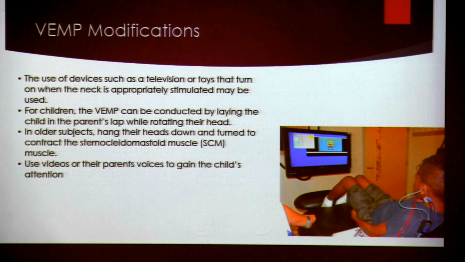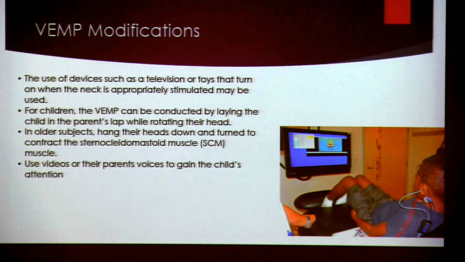So for the VEMP modifications, like I said earlier, for the cVEMP, an adult would have to contract their sternocleidomastoid muscle for up to 20 seconds. That might be hard for a child to do. So there are devices, like seen in this picture, where if a child is stimulating that muscle enough, SpongeBob, Part 2 would turn on. Now, if he were to relax so much that would inhibit results, SpongeBob would turn off. So that's just a way to keep the child motivated during the test.